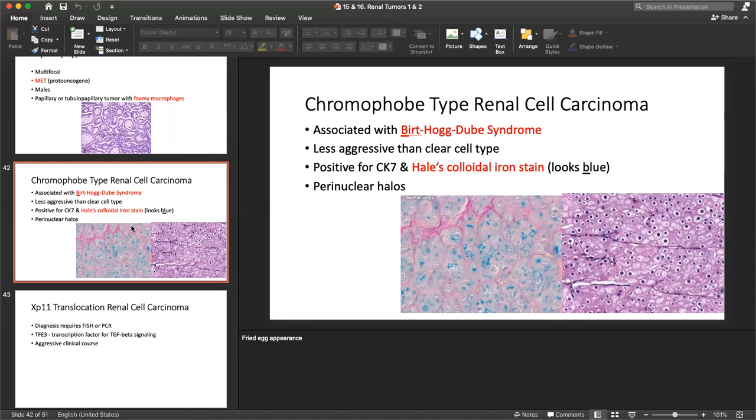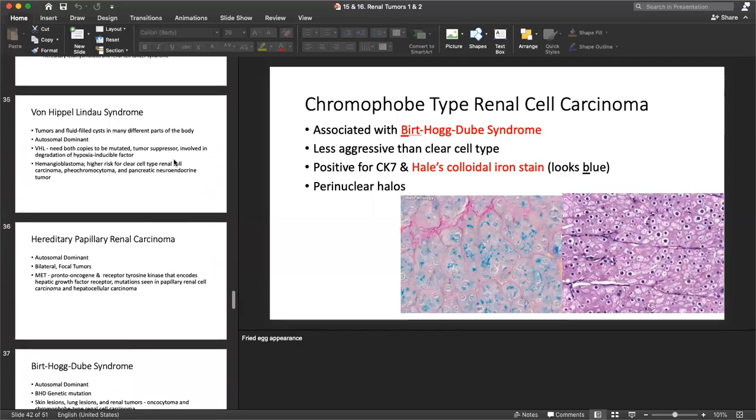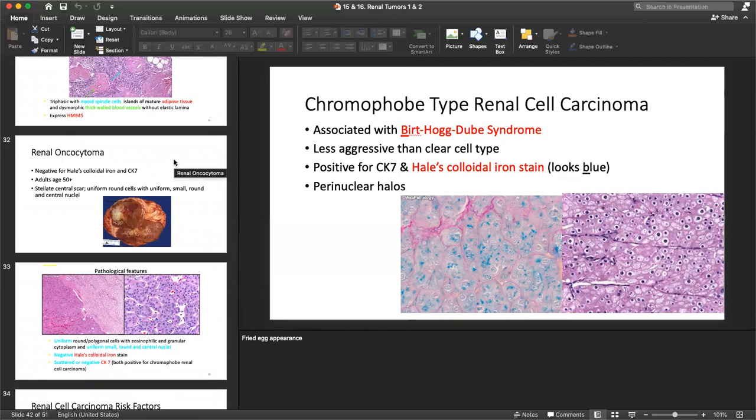Chromophobe type renal cell carcinoma is going to be associated with Birt-Hogg-Dubé syndrome. It's going to be less aggressive, and it's going to be positive for Hale's colloidal iron stain, which is going to look blue. So remember we had said before that the renal oncocytoma is going to be negative for Hale's colloidal iron and CK7, but this one, our chromophobe type renal cell carcinoma, is positive and it turns blue.